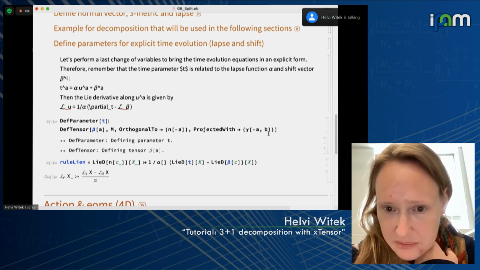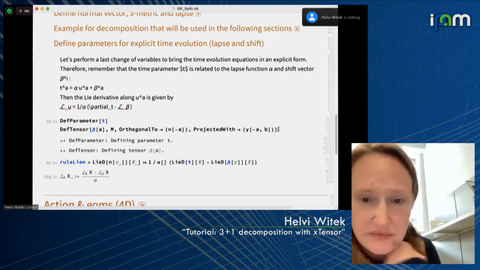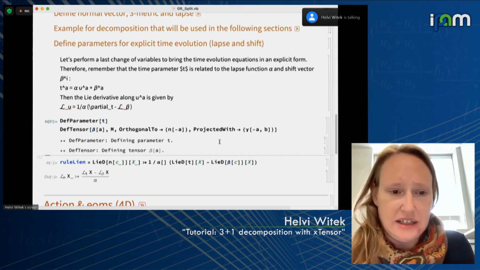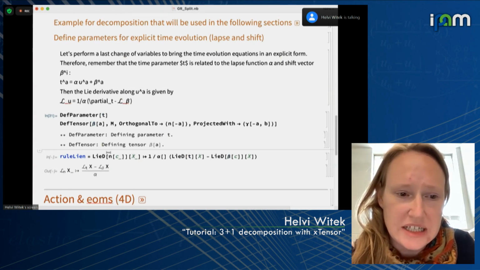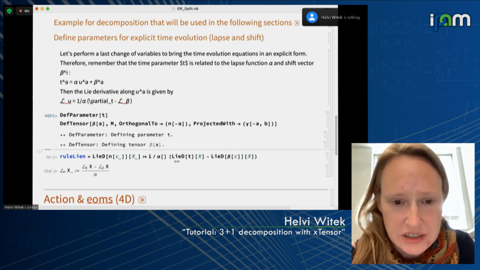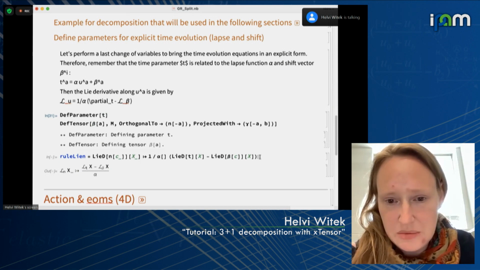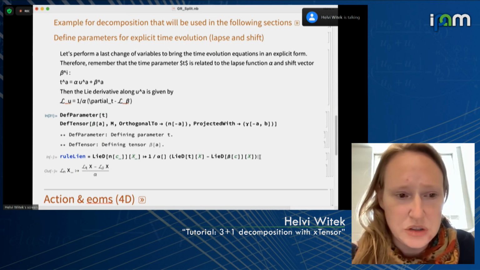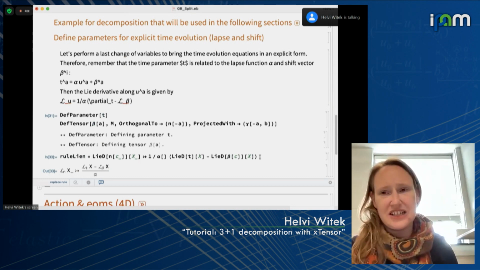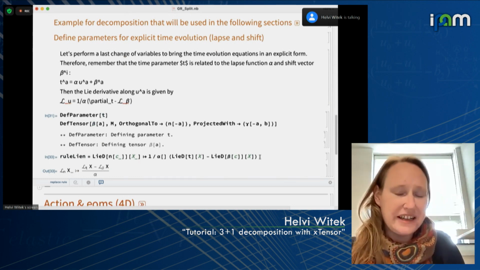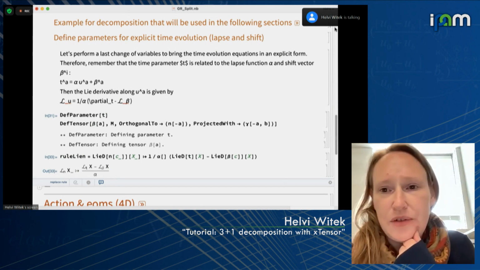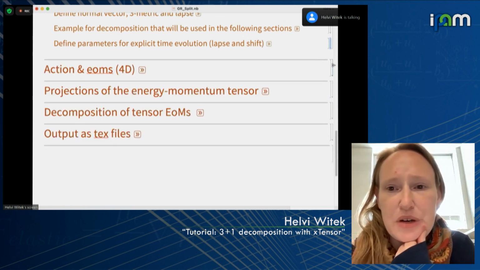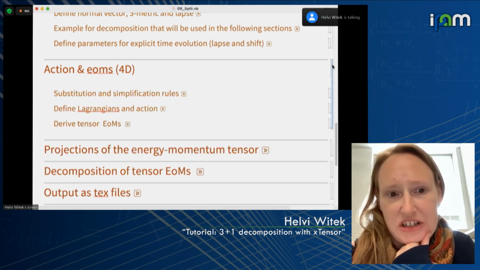We can make this explicit here in the definition of the shift vector. And here I'm defining a rule that I may use later on: when I see a Lie derivative with respect to the normal vector and I want to make the time derivative explicit, I will just apply this rule. We will see that towards the end. So this is just setting everything up, defining all the tensors, parameters and constants that we may possibly need. So let's first derive Einstein's equation from the Einstein-Hilbert action.